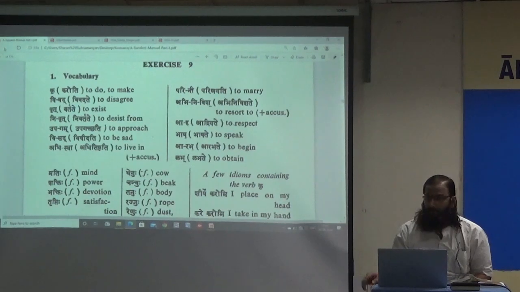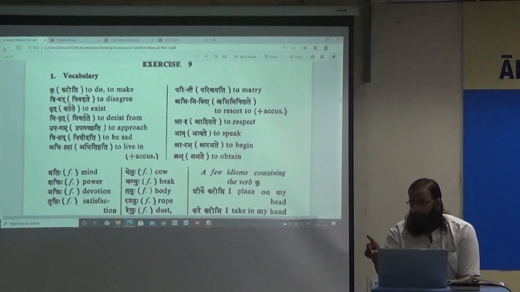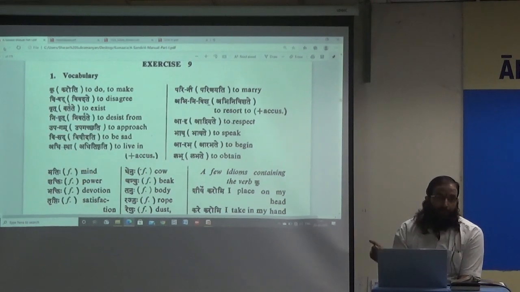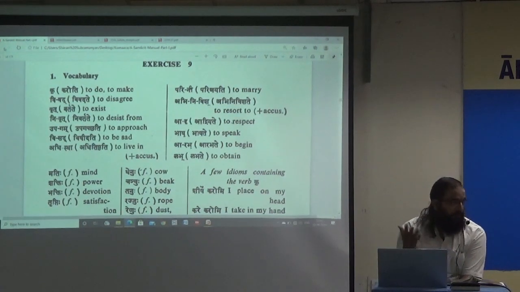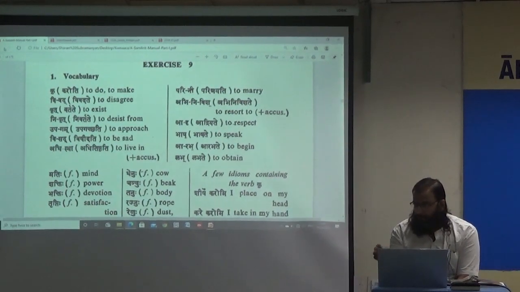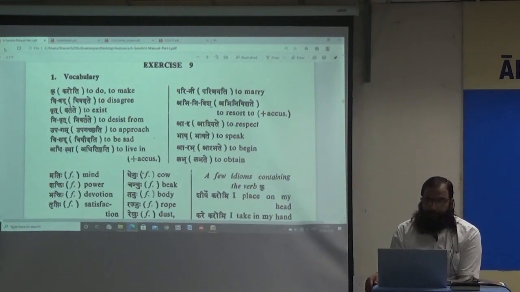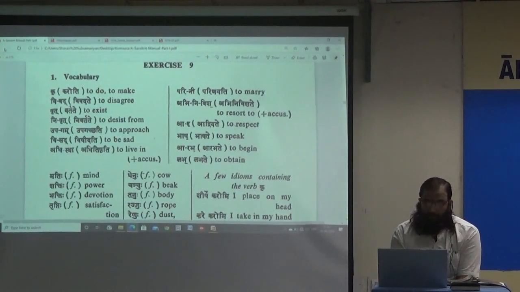Ramaha vanam adi tishtati. Not vane adi tishtati, it's wrong. Vane jivati is fine. Vane tishtati, it's fine. If it is adi tishtati, in the meaning of live, jivati, it must be dvitiya. Right? Note this. That's why you are giving plus accusative. What is accusative? Dvitiya.